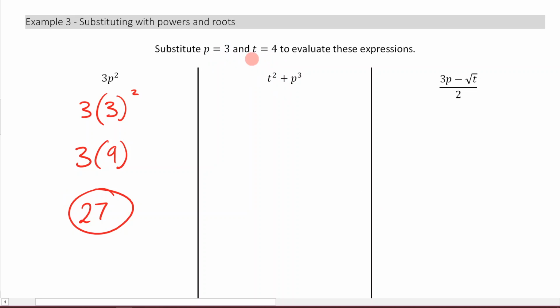Next, I'm going to take my t value, which is 4, and I'm going to square it, plus my p value, which is 3, and I'm going to cube it. 4 squared is 16, plus 3 cubed is 27. So now I just need to do 16 plus 27, which is going to be 43.